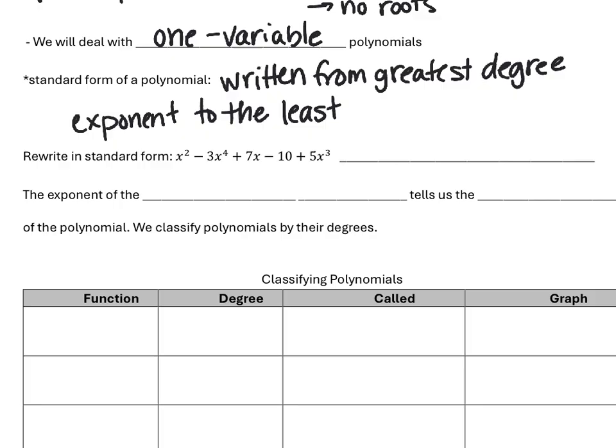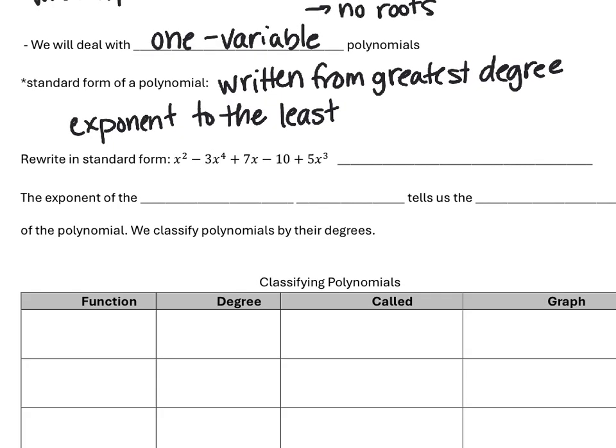So for example, if we have x squared minus 3x to the fourth plus 7x minus 10 plus 5x to the third, what is the first term going to be in standard form? Negative 3x to the fourth, because x to the fourth is our largest exponent. That's going to go first. You keep the sign with the coefficient. So negative 3x to the fourth. And then we're just going to go down order of exponent degrees. So plus 5x to the third plus x squared plus 7x.